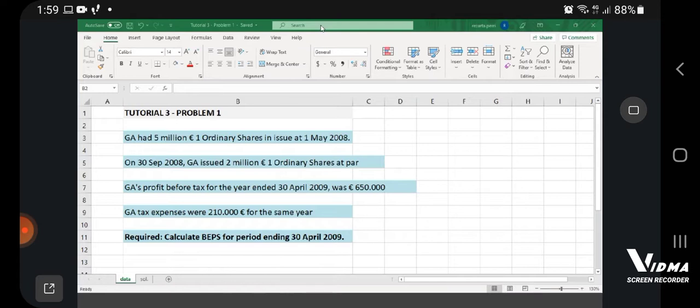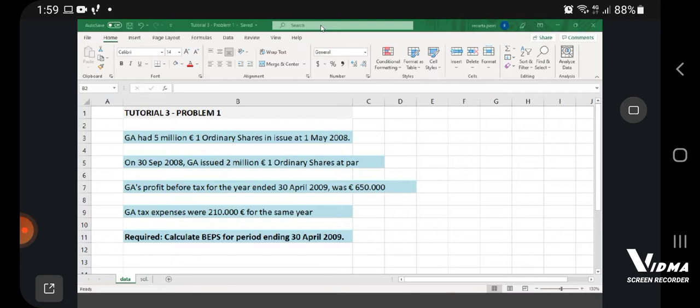Again, this afternoon we are going to cover the exercises and problems related to calculating earnings per share, basic and diluted earnings per share, as well as situations when we have bonus and rights issues. So we first do the basic problem, problem 1 in tutorial 3.